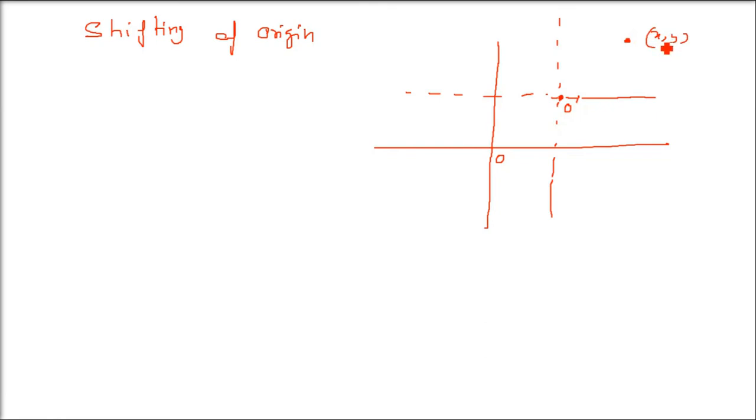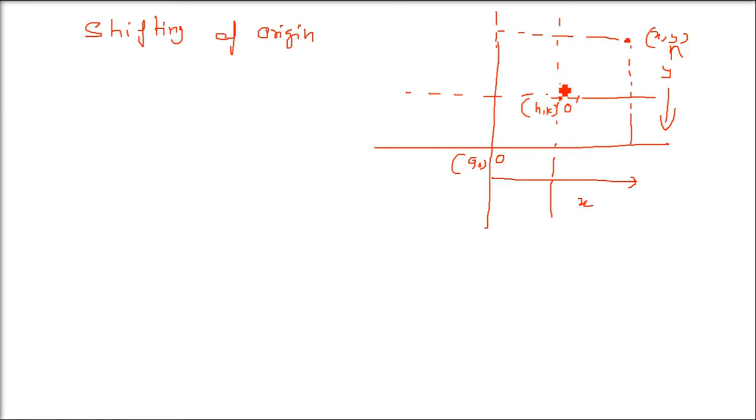So let us say we have x comma y. X comma y is with respect to the original coordinate system. This is x, that is the distance from the y-axis, and y is the distance from the x-axis. So x is this distance and y is this total distance. Now this x, y is the distance from the coordinate axis.